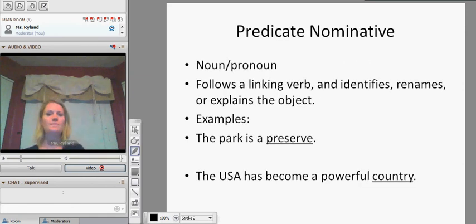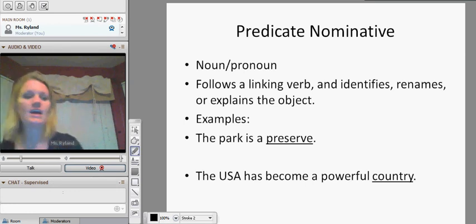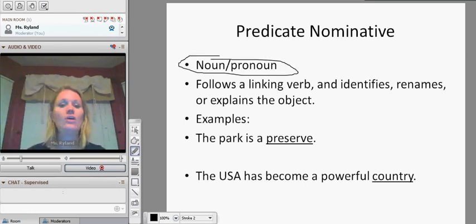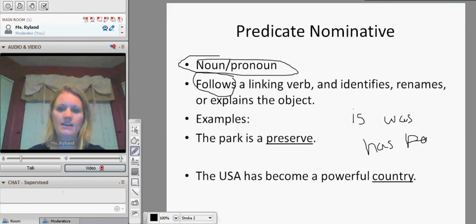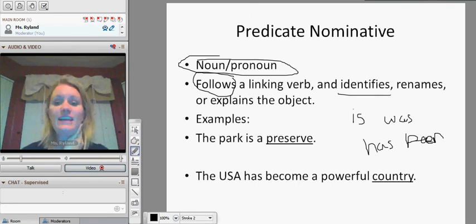Let's keep chugging. So, predicate nominatives. Again, they are in the noun and pronoun family. This follows or comes after the linking verb. And remember, linking verbs are things like is, was, has, been, things like that. Ooh, looks like I said ban. There we go. Okay, it identifies, renames, or explains the objects.